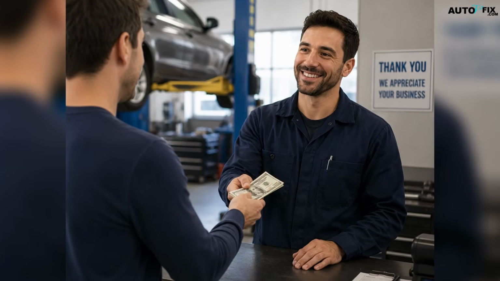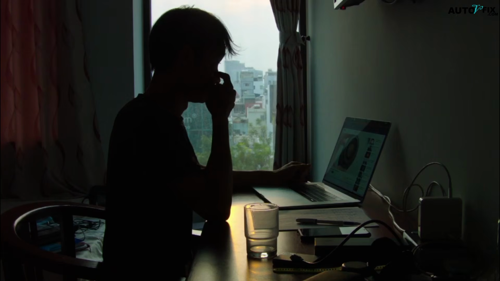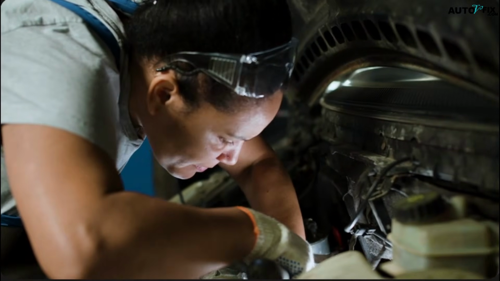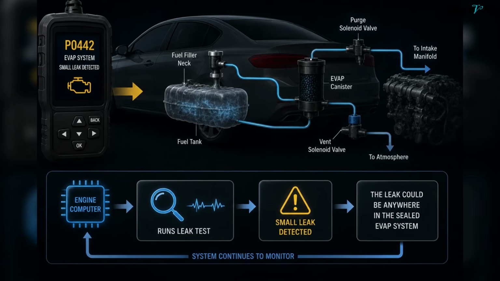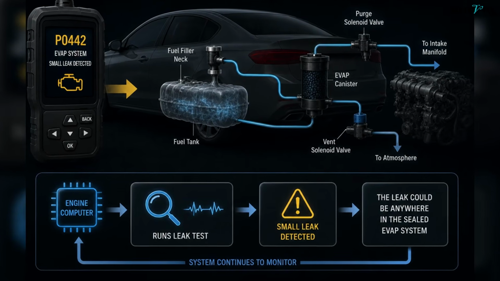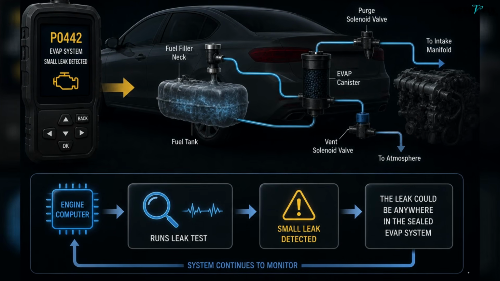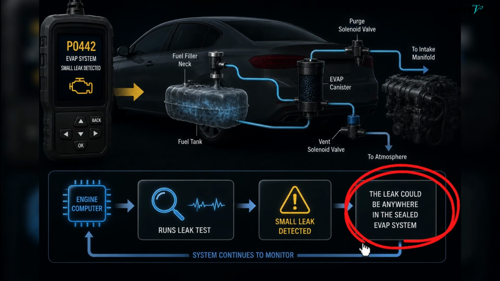This is the point where many people begin wasting money. They read forum posts, watch random videos, and start replacing parts based on what fixed someone else's vehicle. The problem is that P0442 doesn't identify a failed component. It only tells you the sealed system has a leak somewhere.